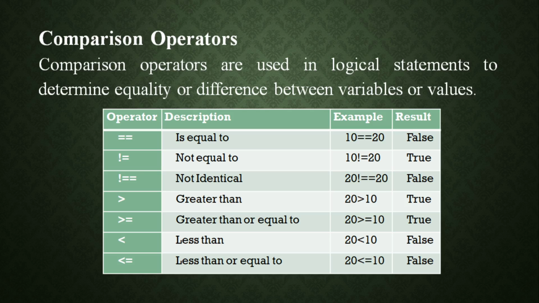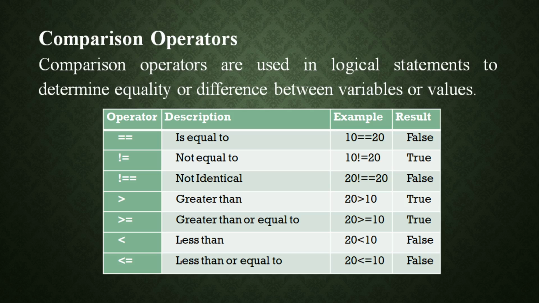And the next type of operator is comparison. For measuring equality, we use these operators. Comparison operators are used in logical statements to determine equality or differences between variables or values. The name itself indicates that it compares two values. If the values are not equal, then one may be a greater value or a lesser value. First we check it for equality. If it is not equal, either it may be a greater value or a lesser value.